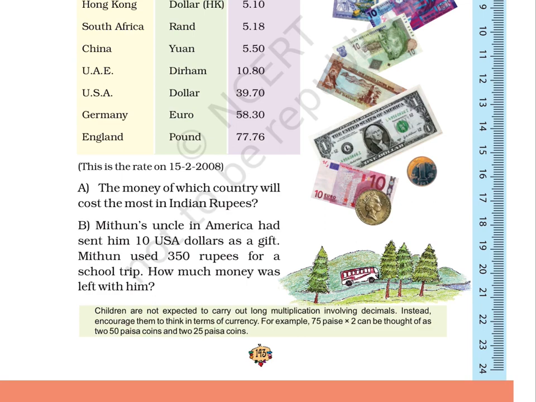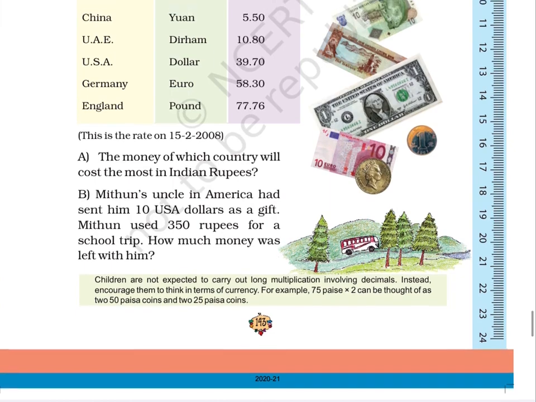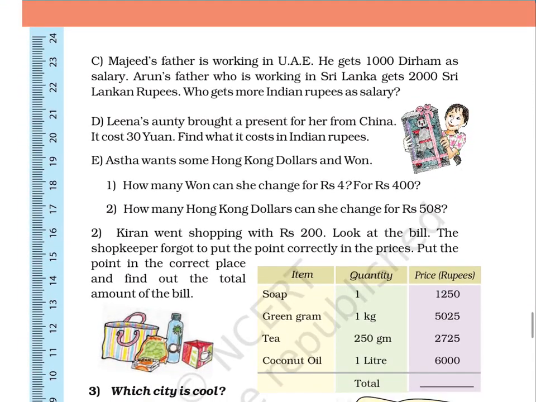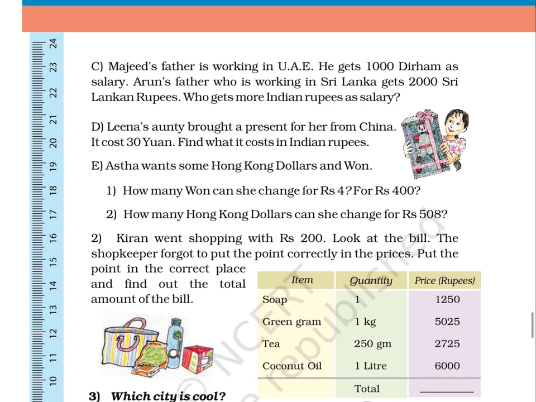For the teacher. Children are not expected to carry out long multiplication involving decimals. Instead, encourage them to think in terms of currency. For example, 75 paise multiplied by 2 can be thought of as 2 50 paisa coins and 2 25 paisa coins. Page 144. C. Majid's father is working in UAE.